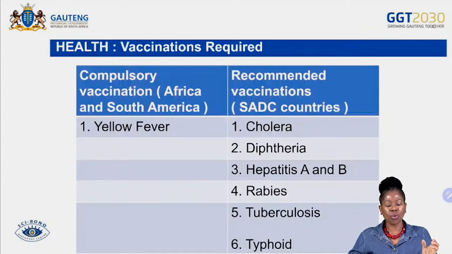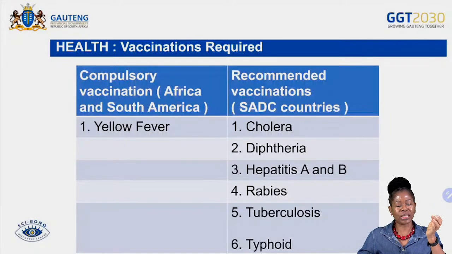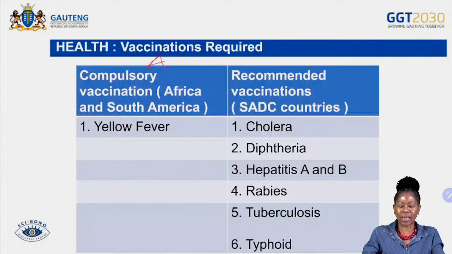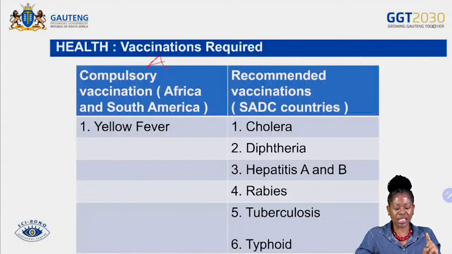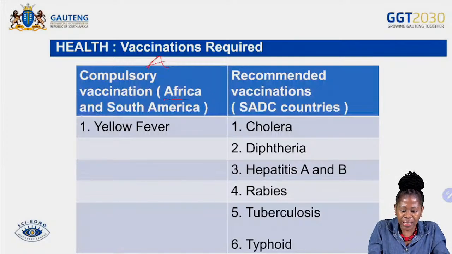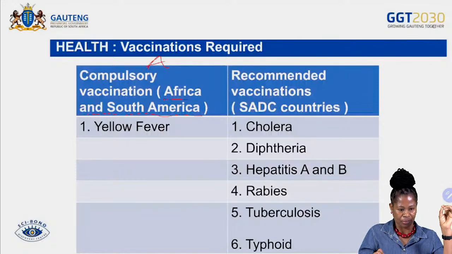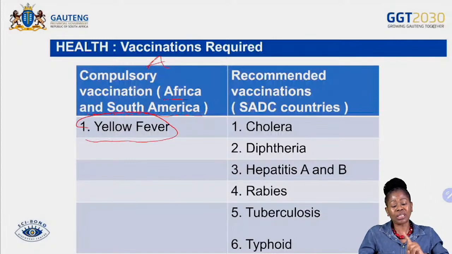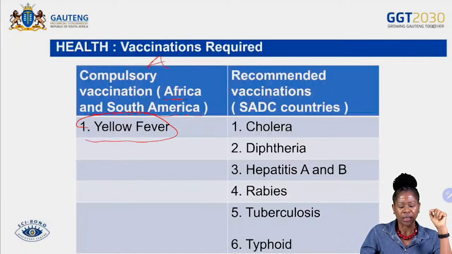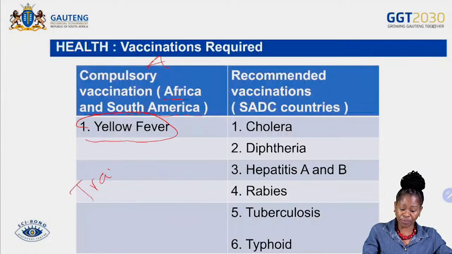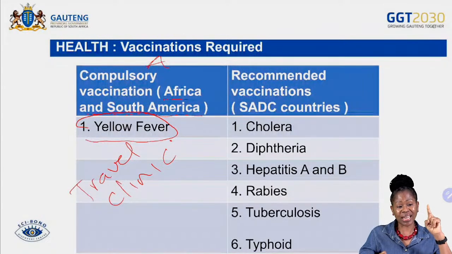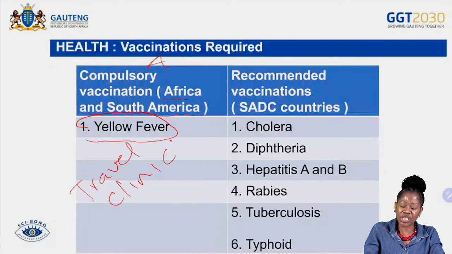Now I'm going to give you vaccinations that are required. Remember, I talked about the compulsory vaccinations together with the recommended vaccinations. In this column, let me say it is column number A. I have compulsory vaccinations, and in brackets, I say Africa and South America. These are the countries because they have high temperatures. They are very hot. Now, because of yellow fever, when you travel to these countries, Africa and South America, as an example, you are enforced to go to a travel clinic where you will meet professional health officials that will give you a vaccination on yellow fever.